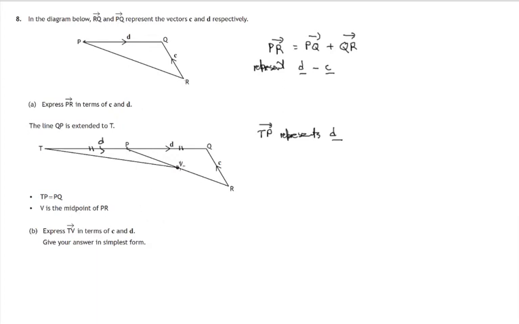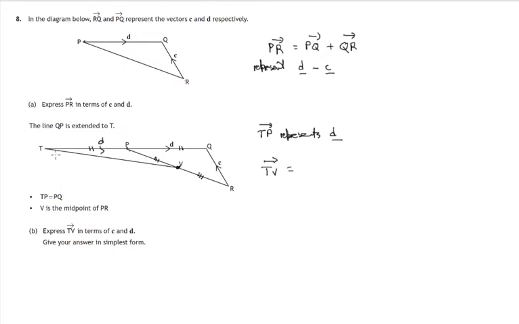The other thing we're told is that V is the midpoint of that line. So these two lines, PV, VR, are equal. And we have to look at the journey from T to V. We're asked to find out what the journey from T to V represents in terms of C and D.